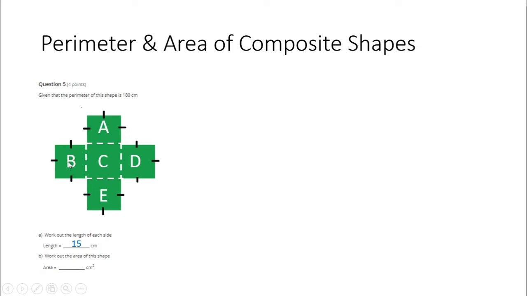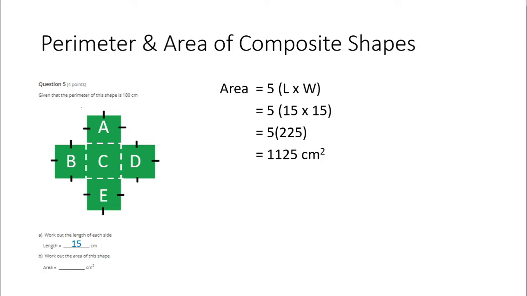So I've got A, B, C, D, and E. The total area will just be 5 times the area of one of those. So if I were just to work out the area of A, for example, length times width, I know that length and width are both the same. They're both 15. And I need 5 of those because B, C, D, and E are also the same shape and size. So 5 times 15 times 15, that gives me 5 times 225, which is 1,125 centimeters squared.